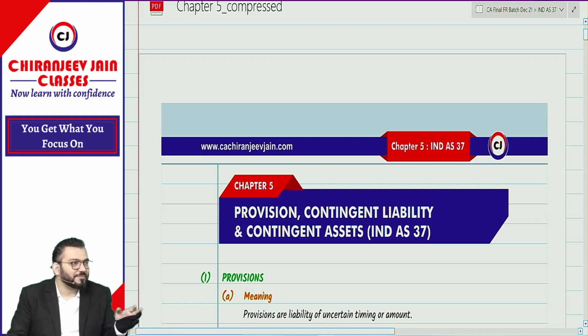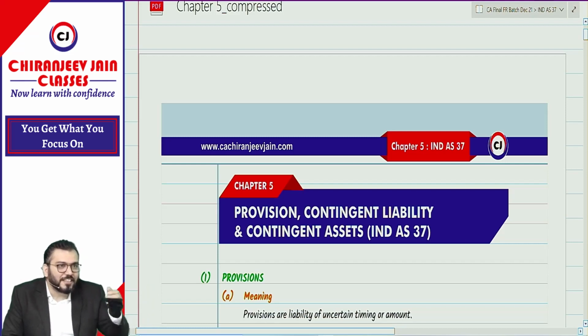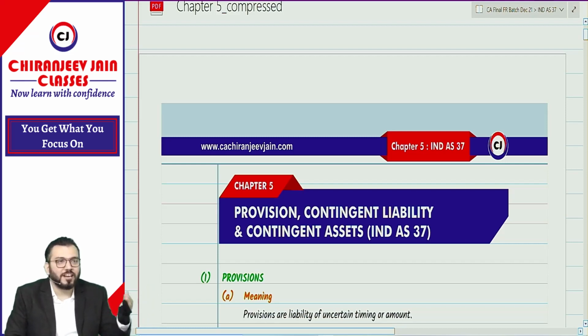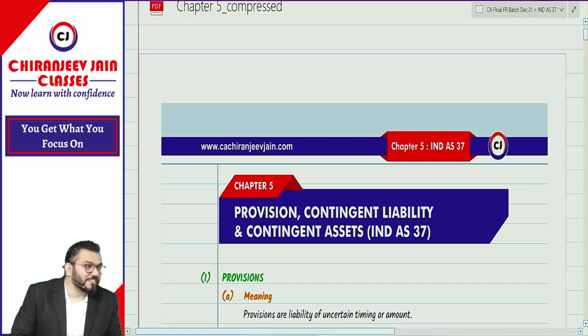Some doubt is there. Someone is saying provision is not a liability, but in the balance sheet you write provision on the liability side. Negative asset. So why are you writing it on the liability side? Negative asset does not mean it is a liability. So you are saying provision is not a liability.